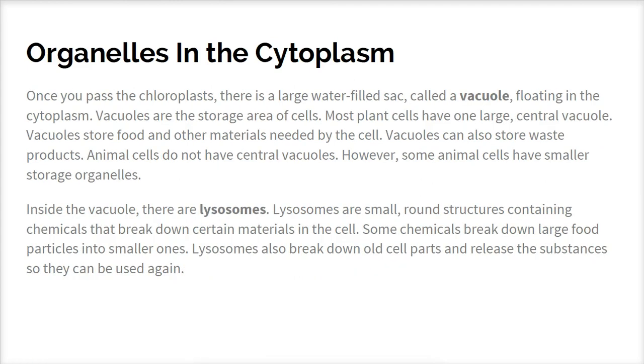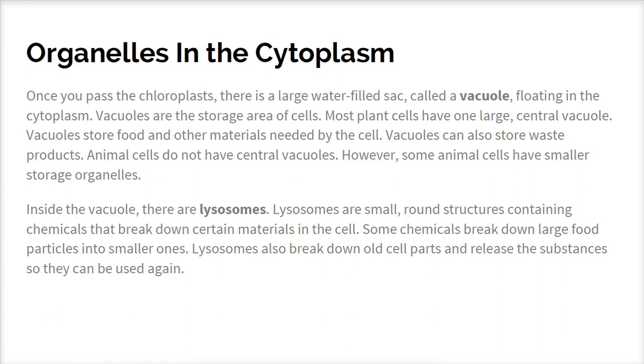Once you pass the chloroplast, there is a large water-filled sac called a vacuole, floating in the cytoplasm. Vacuoles are the storage area of cells. Most plant cells have one large central vacuole. Vacuoles store food and other materials needed by the cell. Vacuoles can also store waste products. Animal cells do not have central vacuoles. However, some animal cells have similar storage organelles.